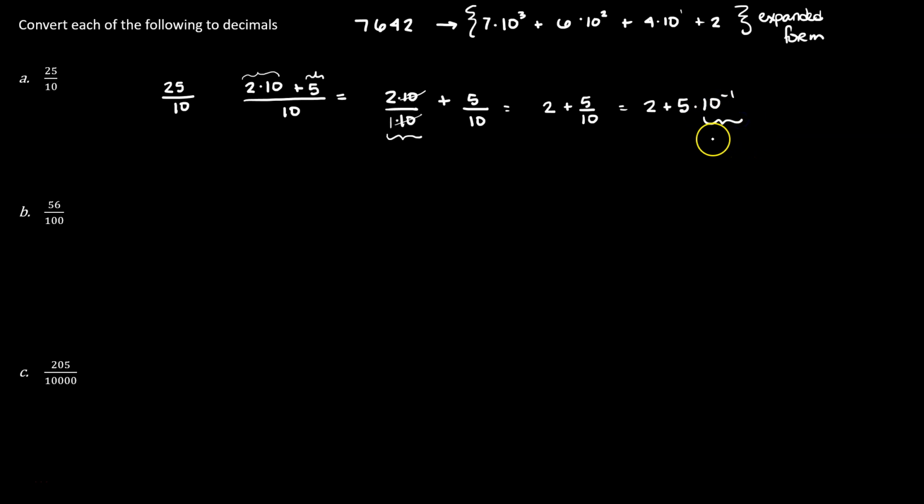We know that 10 to the negative 1 is the tenths place, which means that the digit multiplying that 10 to the negative 1 needs to be right next to the decimal point, directly to the right of that. So this 5 needs to go directly to the right of that. So in other words, 5 times 10 to the negative 1, that's the same thing as 0.5. So we're having 2 added to 0.5. That would become 2.5.